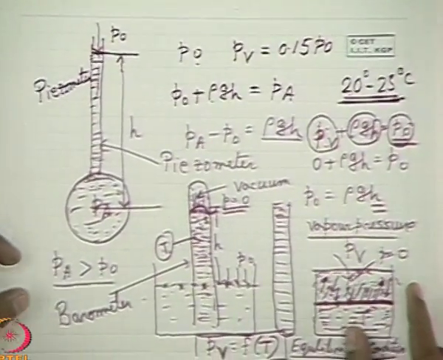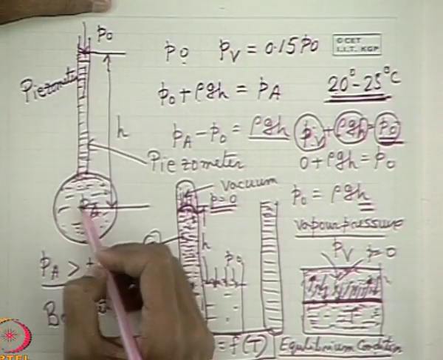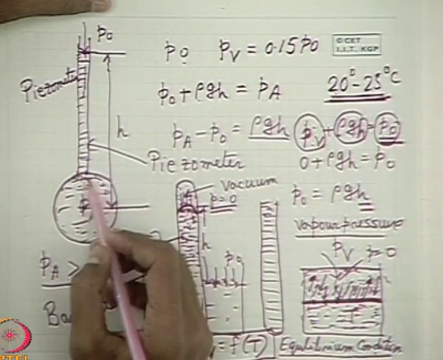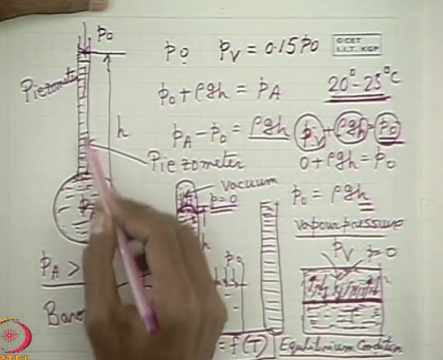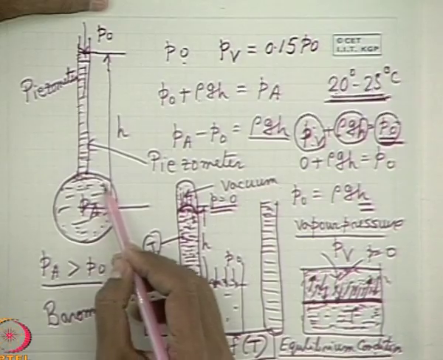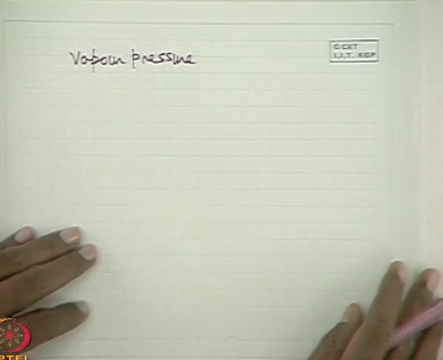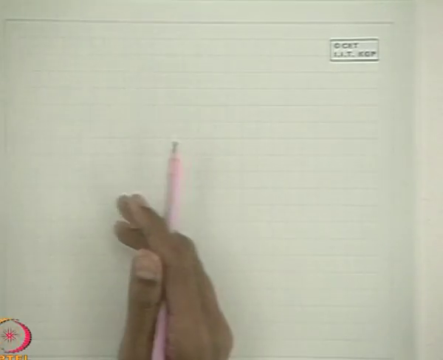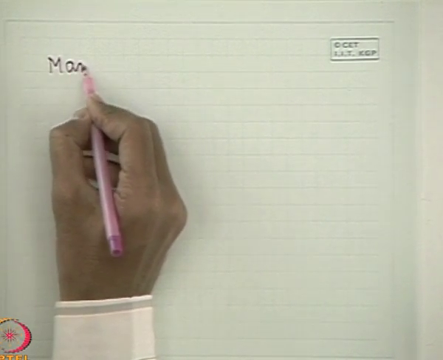Now if you come back to our earlier discussion, it is not very simple to measure the pressure of a static system by only attaching a piezometer. If the pressure is much higher than the atmosphere, what will you do? If the pressure is below the atmosphere, what will you do? This is modified by a measuring system known as manometer.